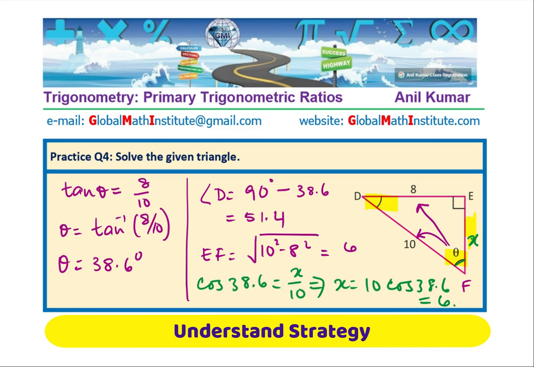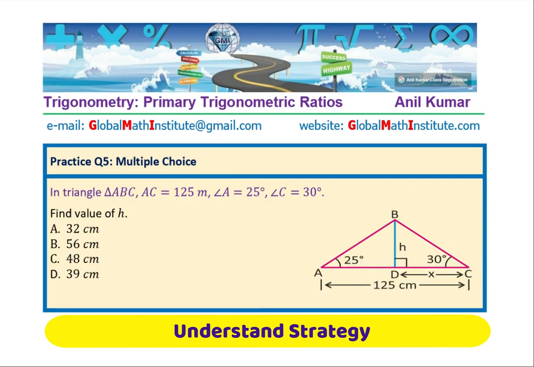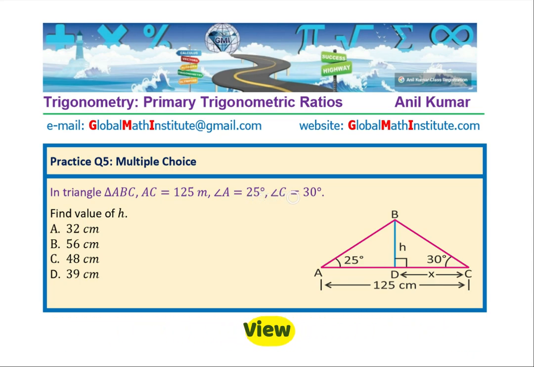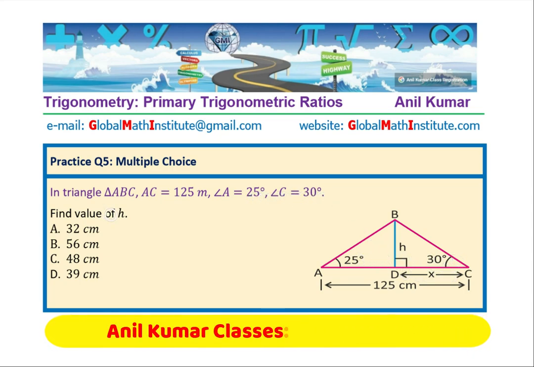Perfect. Then we have example 5, and this is kind of complicated, taken from our test papers. Now here we have a triangle in which AC is 125 meters, angle A is 25 degrees, and angle C is 30 degrees, as shown here in the diagram. You need to find the height h in the first example. 4 choices are given to you. Which one is the correct answer?